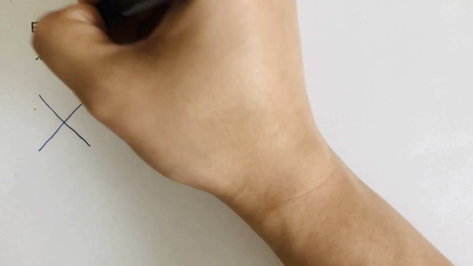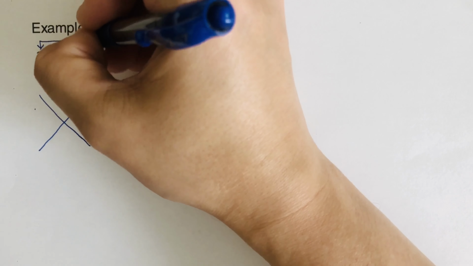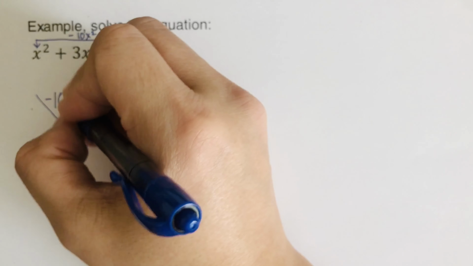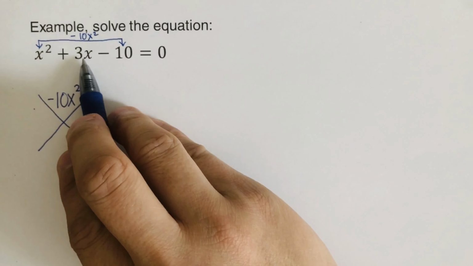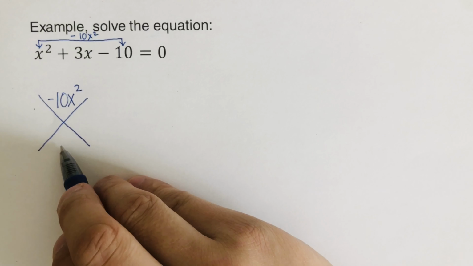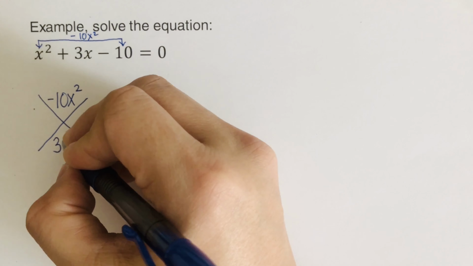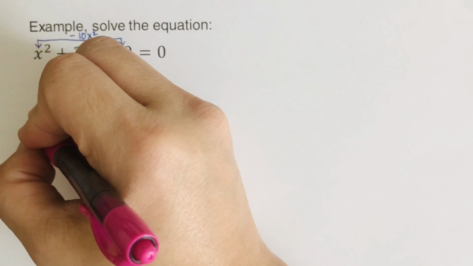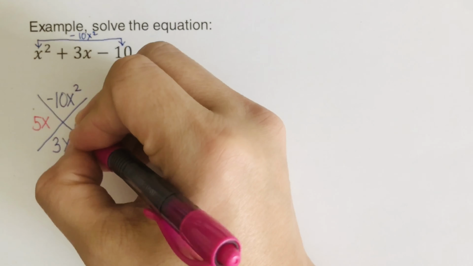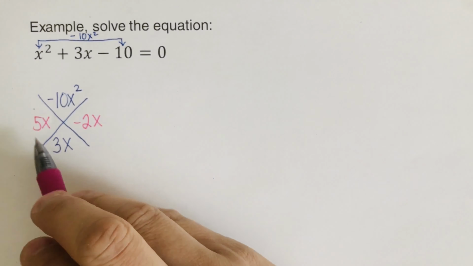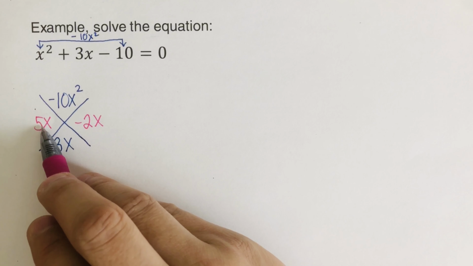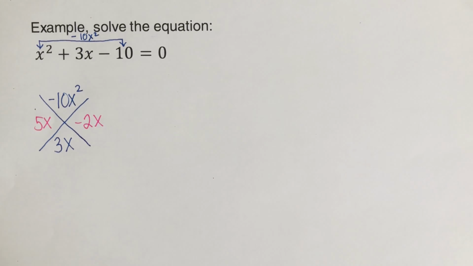So this is negative 10x squared, and that's the one that I write here. So that's negative 10x squared. The one in the middle is the one that we write at the bottom of the diamond. So this is 3x. So I'm going to find the factors for this. It's going to be 5x and negative 2x. That means 5x times negative 2x is negative 10x squared. 5x plus negative 2x is 3x.